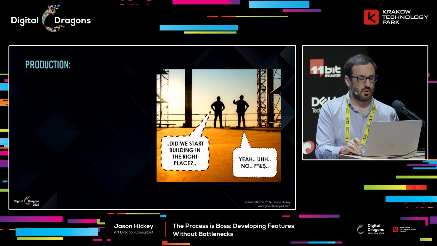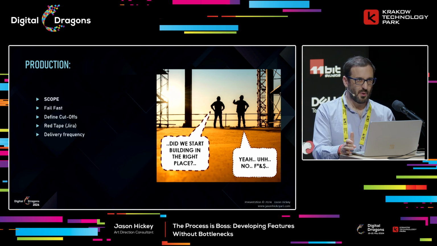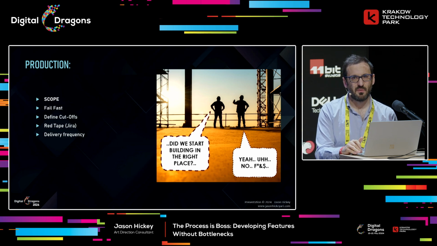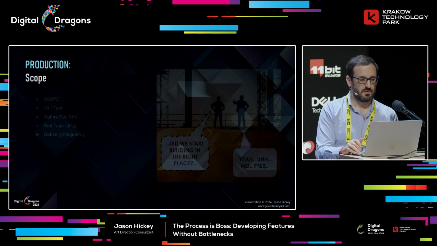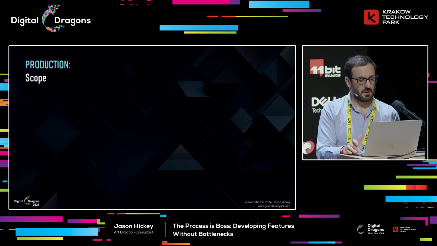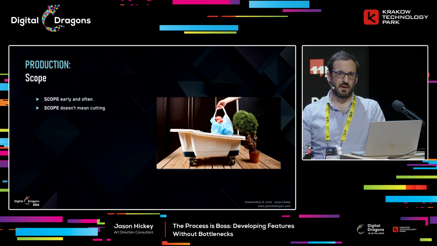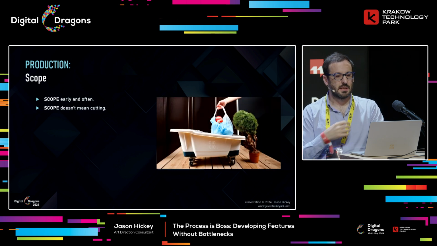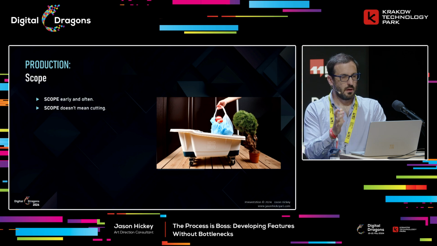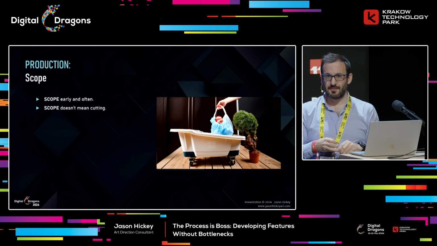And we're going to look at production first. So generally speaking, you've got a bunch of ways. I'm not going to go into everything, but these are the main things that you're going to look at in order to adjust, right? If you're getting issues with the production, you want to scope early and often, and it's not like throwing the baby out with the bathwater. Like it's not cutting.